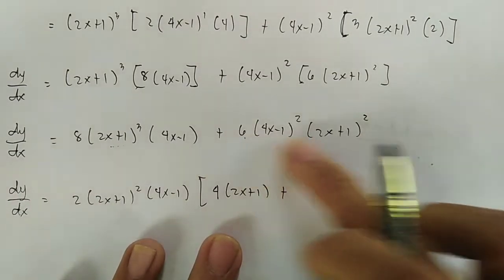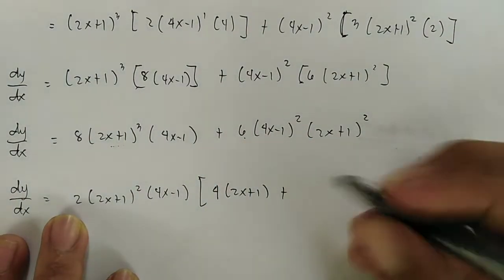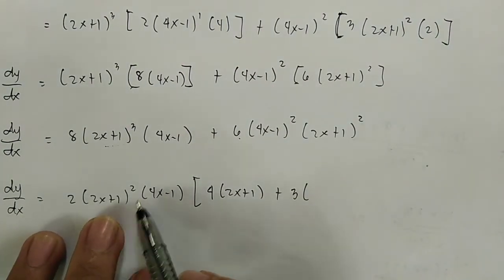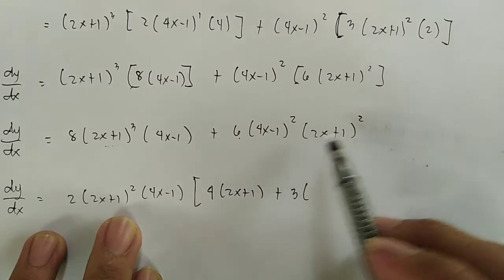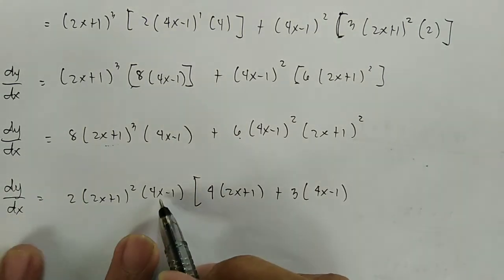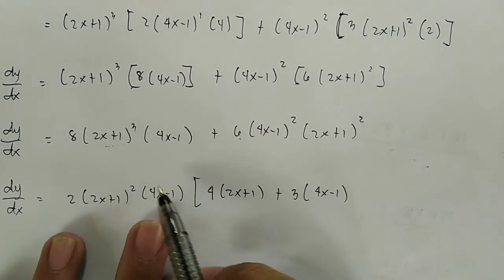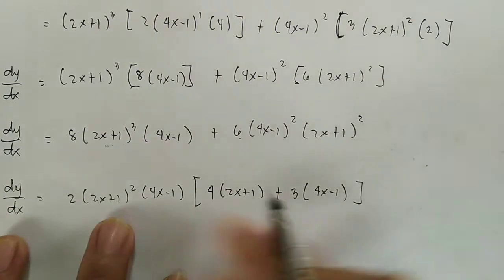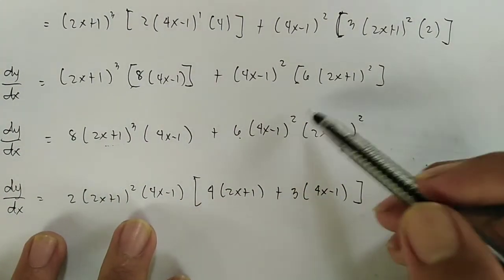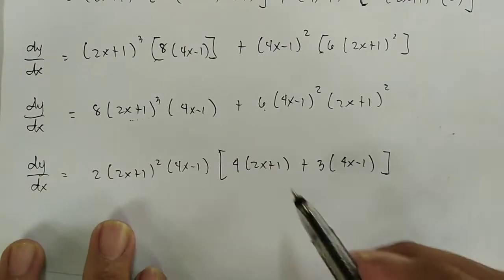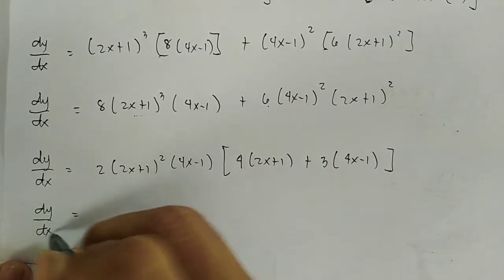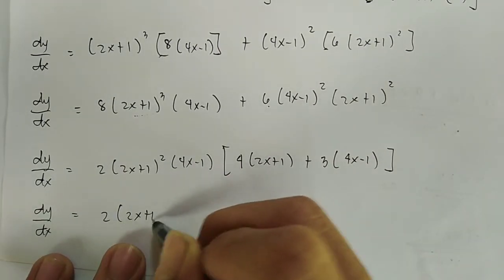Then on the other side, 6. Since we factor out 2, what remains is 3. Then, since we factor out 2x plus 1 to the power of 2, nothing remains there. What remains is only the 4x minus 1, because we only took out one 4x minus 1 here. Or we factor out one of the expressions, which is 4x minus 1. Since we have exponent 2 here, what remains is 4x minus 1. So you can simplify this further to get the correct answer, or the simplest form of the derivative of the function.